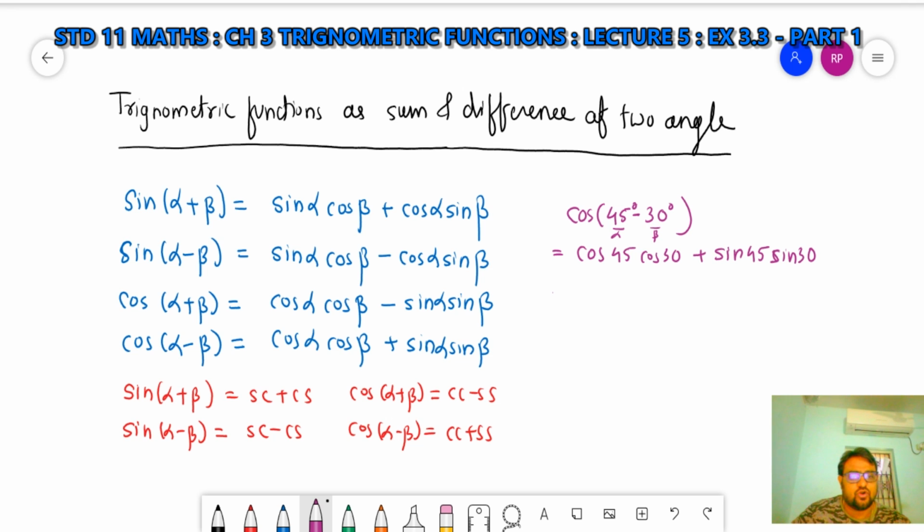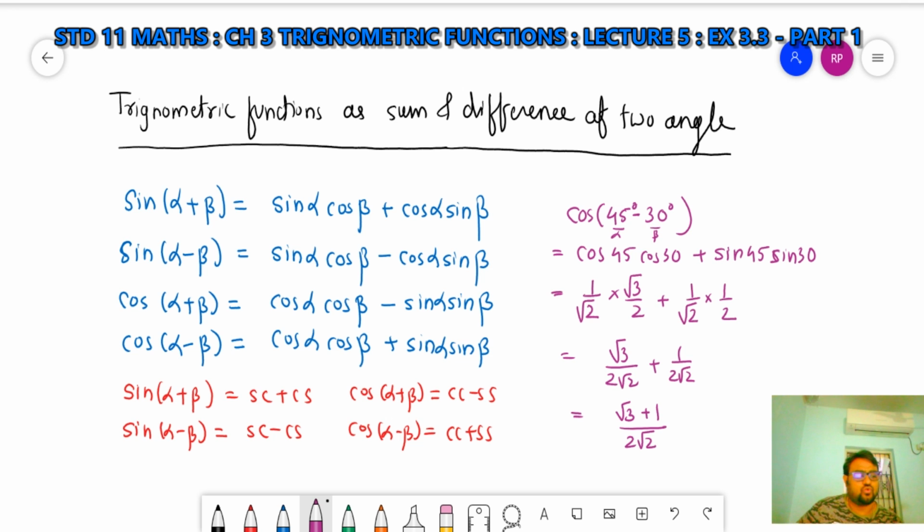This is equal to cos 45, 1 by root 2, cos 30, root 3 by 2, plus sine 45, 1 by root 2, sine 30, 1 by 2. So this will be equal to root 3 upon 2 root 2 plus 1 upon 2 root 2, which is root 3 plus 1 upon 2 root 2. This is just an example. Imagine a question is asked: find the value of cos 15 degree. We can express 15 degree as 45 degree minus 30 degree. Now note down these formulas.